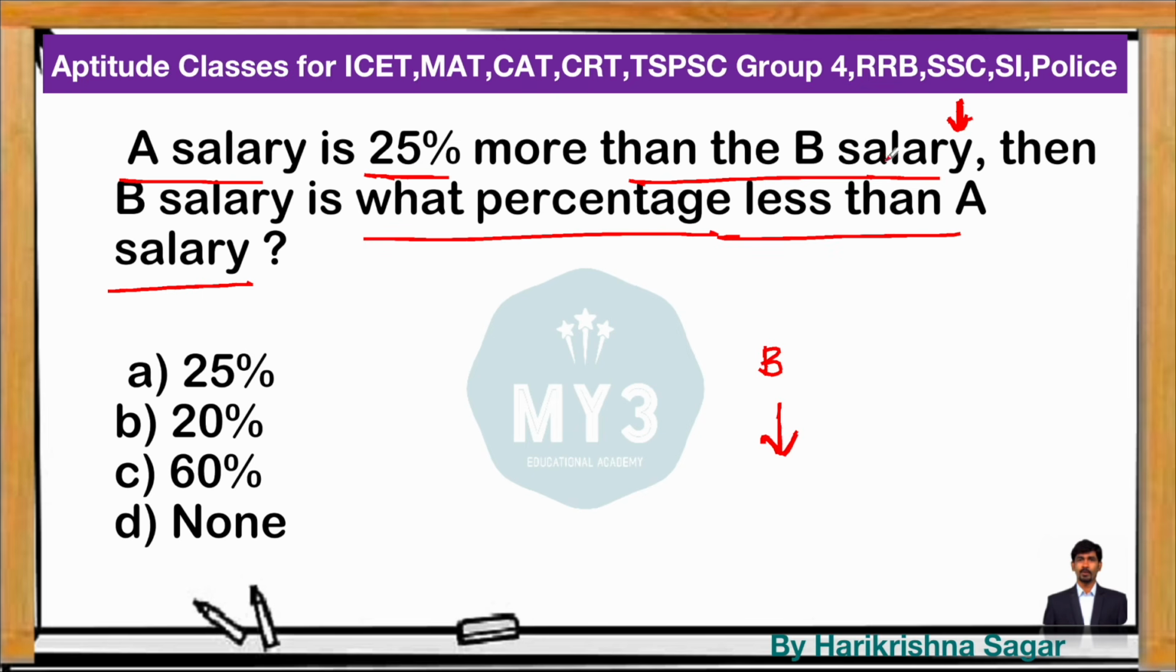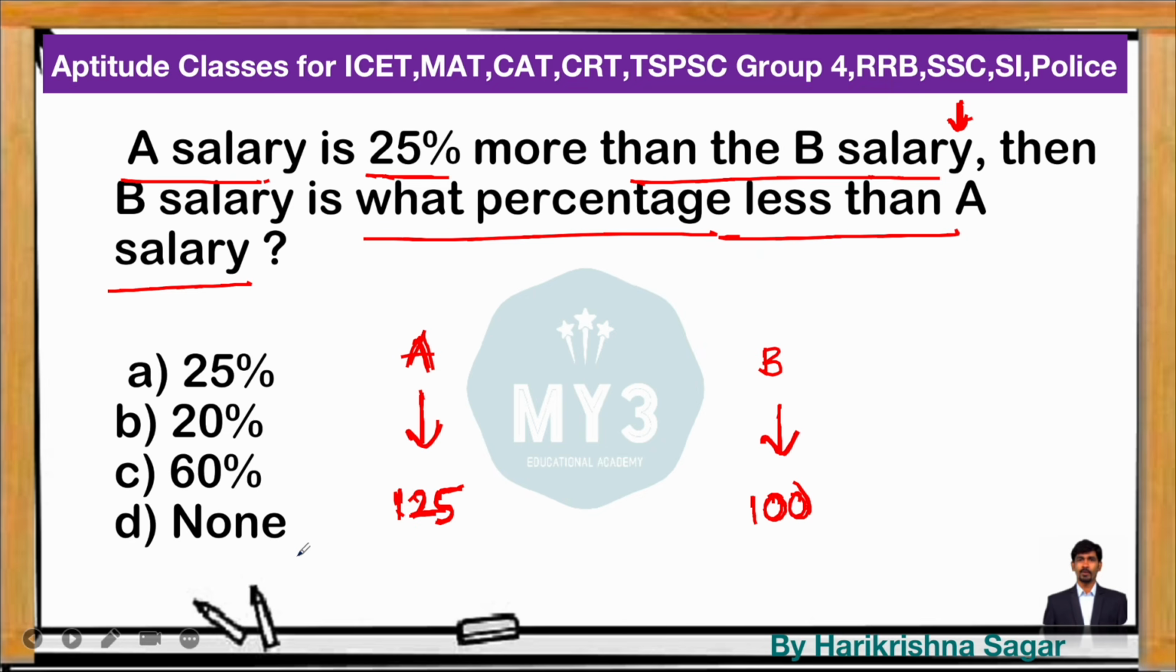So here I am assuming the salary of B as 100. I don't know what is the salary of B. I am assuming it as 100. A salary is 25% more than B salary. So 25% of 100 is nothing but 25. That means A salary should be 25 more than 100. That means it is 125. Now, then B salary is what percentage less than A salary?